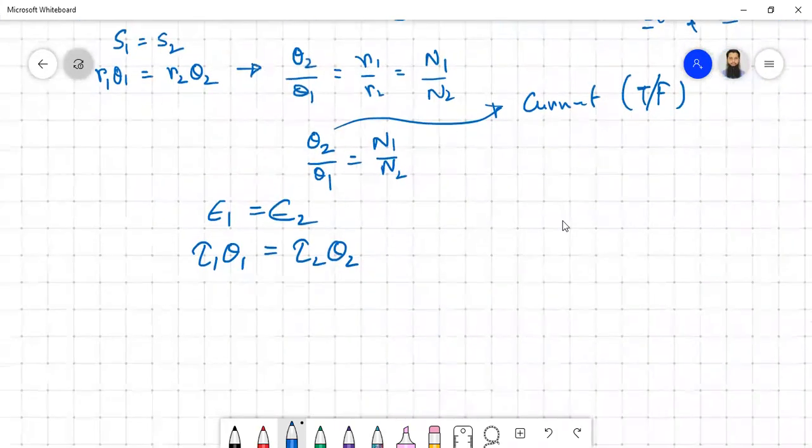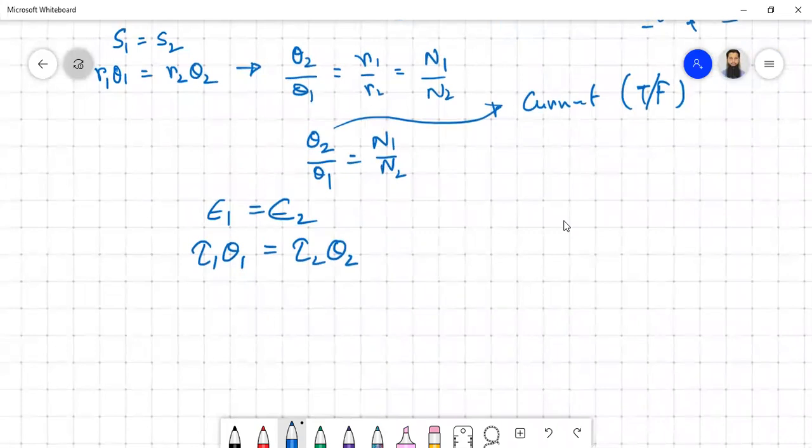So from this one, we can easily find out the relation. That is basically tau 1 by tau 2, which can be written as theta 1 by theta 2. Again, theta 1 is inversely proportional to theta 2, so basically you can write n2 by n1.